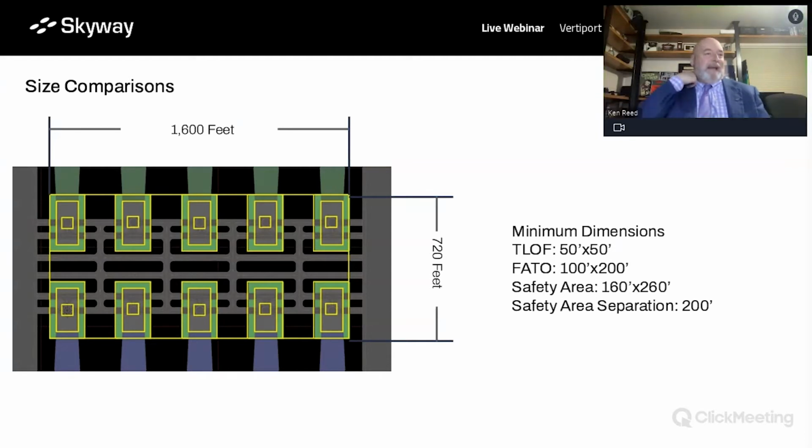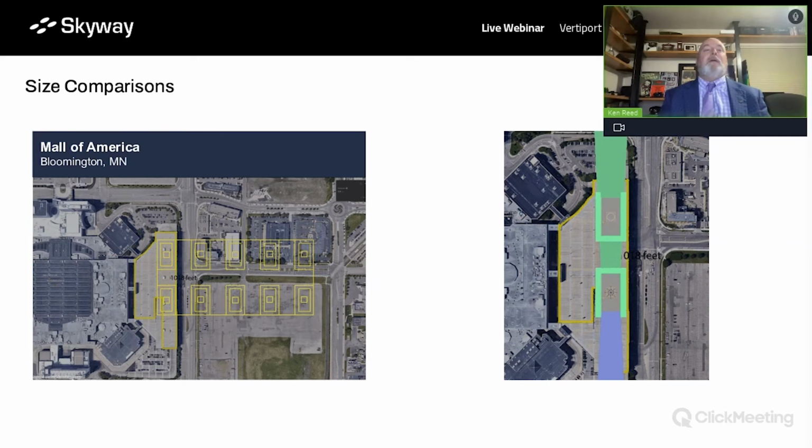So how big is this vertiport? As you can see here, we've laid out 10 FATOs, again, 5 arrivals and 5 departures, with enough safety area between them to put in parallel taxiways. And this area is 1,600 feet wide and 720 feet deep. And you can see the dimensions that we used. Now, not everybody can understand what that means, so let's compare that to other things that we do know.